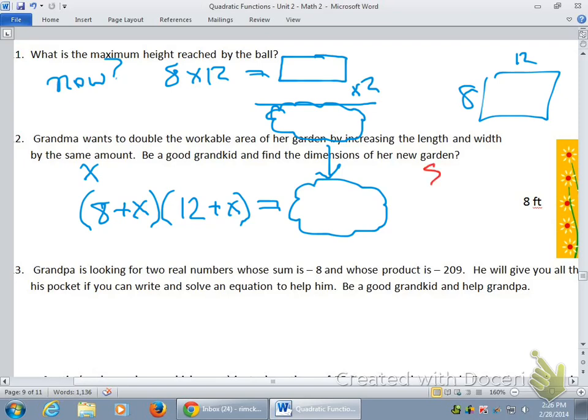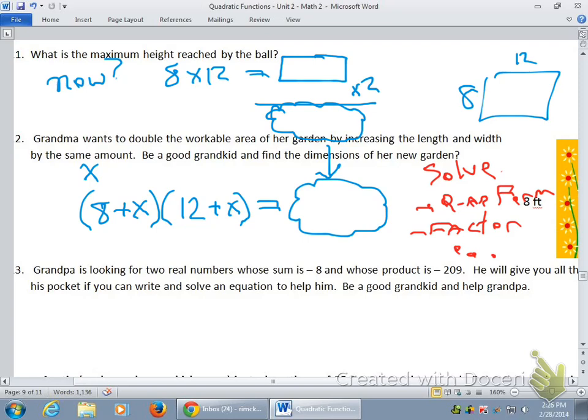So from here, you need to solve. And you can use any method you want. You can use the quadratic formula. You can factor. I don't know that it's factorable, but you can try it. Factor, whichever it happens to be. Okay? So, your method to choose from at that point.